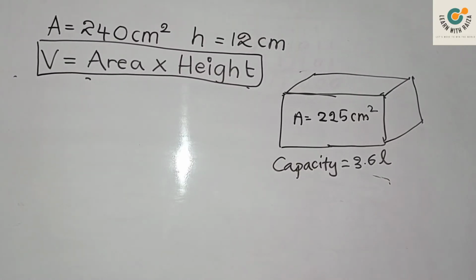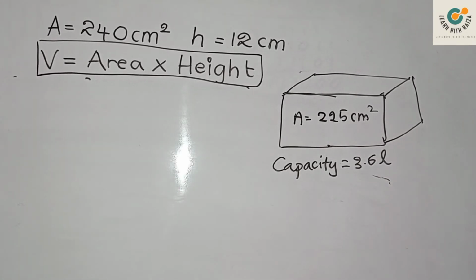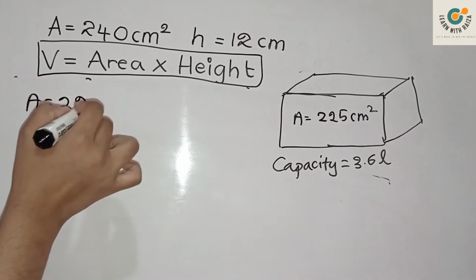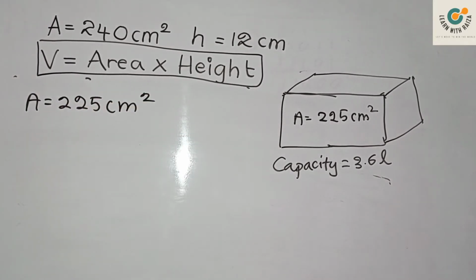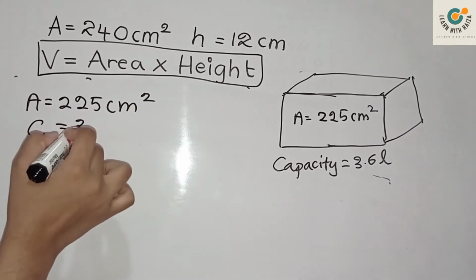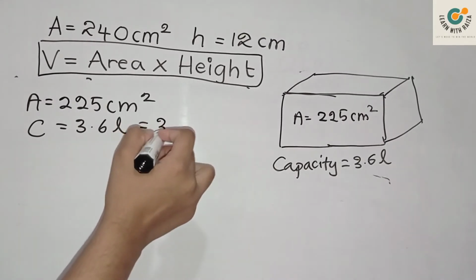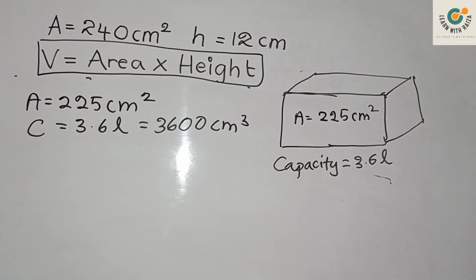So, this question is about a cuboid-shaped container with a square base. I'll write the data here. The area of the square base is 225 square centimeters, and the capacity is given as 3.6 liters, which in cubic centimeters is 3600 cubic centimeters. So I write this one, it will be required.